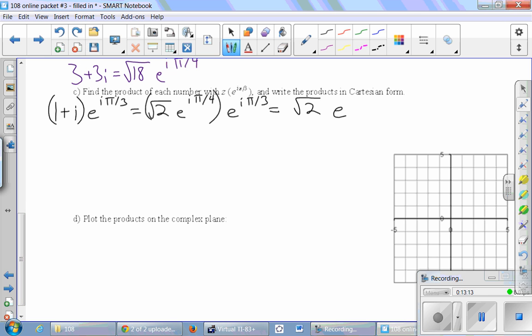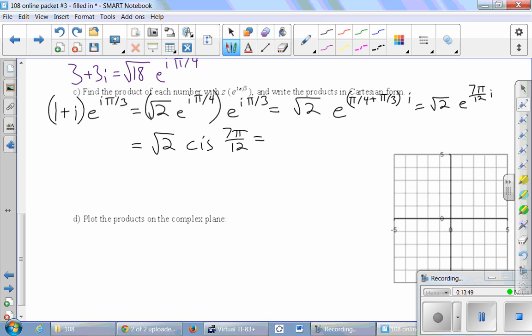So this is e to the pi over 4 plus pi over 3 times i. Okay, so we can smush those two things together. Common denominator is 12. I think we get 7 pi over 12 times i. And then we're going to have to take that and bring it into Cartesian because that's the desired output for this problem. So this is root 2 times cis of this new angle, 7 pi over 12.